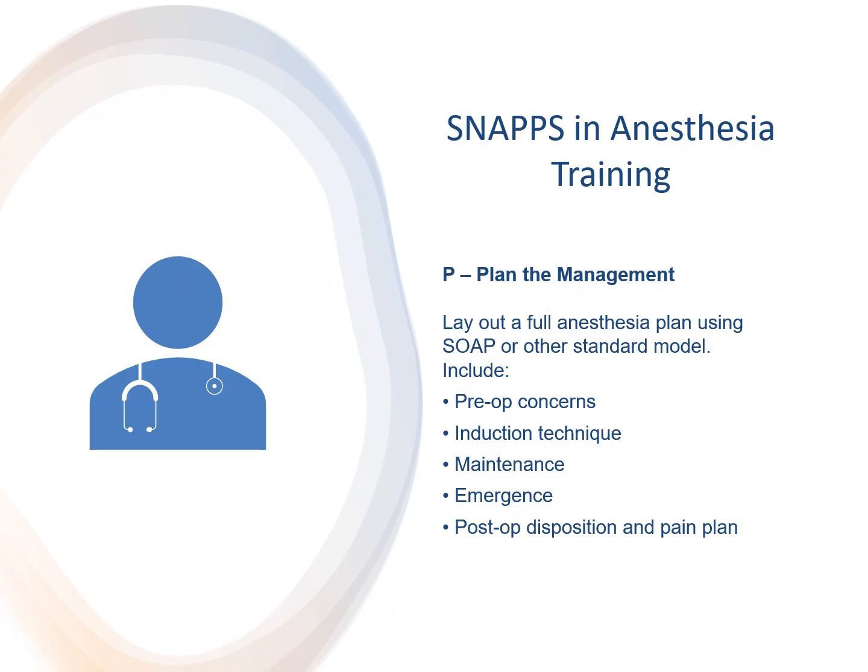P is for planning the management. This is a chance for them to lay out their full anesthesia plan. This may include their pre-op concerns, once again, their induction technique, maintenance, and emergence. This could be as detailed as doses for drugs, or it could just be broad information such as using propofol and fentanyl. Securing the airway with an ET tube.